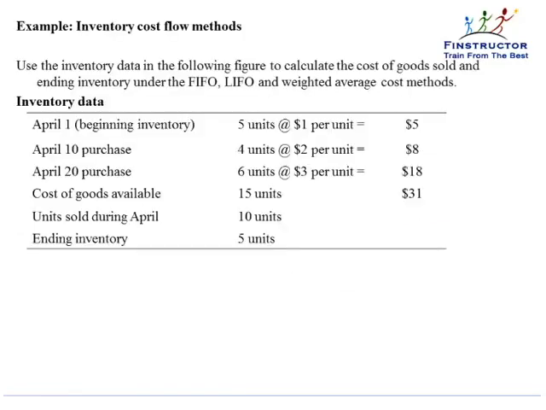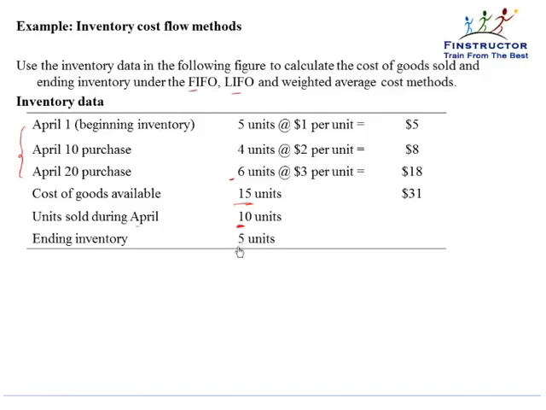Let's do an example. Use the inventory data in the following figure to calculate the cost of goods sold and ending inventory under the FIFO, LIFO, and weighted average cost methods. So in the month of April, we purchased 15 units as described, and we sold 10 units. So the ending inventory consists of 5 units.